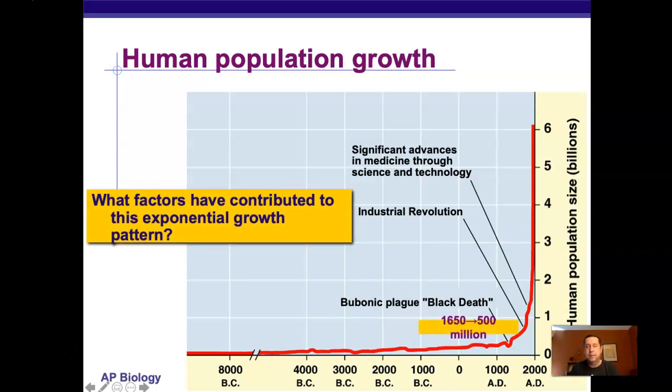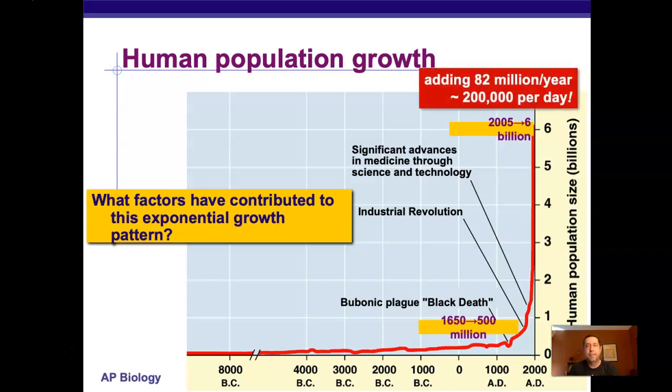So in 1650, there were 500 million people on Earth. In 2005, we've gone up to 6 billion. And that's a fairly short period of time. In 2005, we were adding about 82 million people per year and about 200,000 per day, and those numbers have gone up. That's just the latest numbers I had.